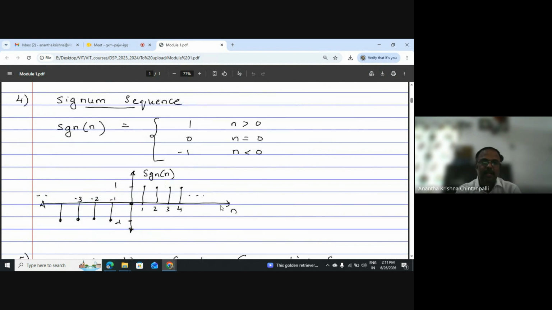You can see signum of n as a function of n: the value is going to be 1 for a positive value of n, for n equal to 0 the value is going to be 0, and for a negative value it is again minus 1.